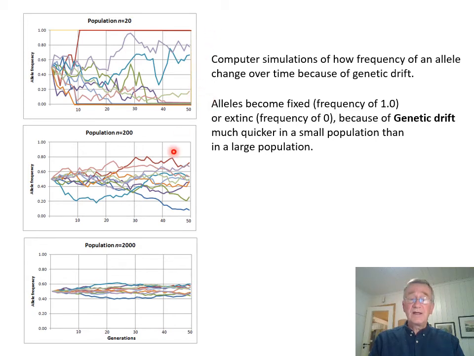The same happens here when the population is larger, 200, but it goes slower. But some are slowly growing and going closer and closer to fixation. And in this case, we have a much larger population, 2000. Nothing much has happened after 50 generations, so it will take much longer before any fixation will happen.